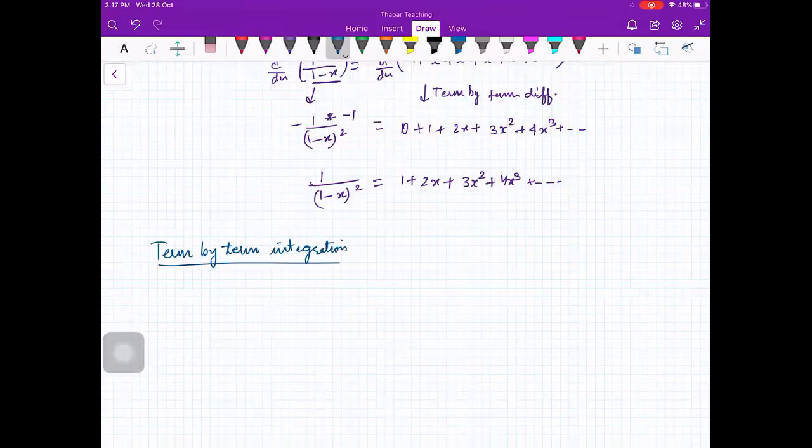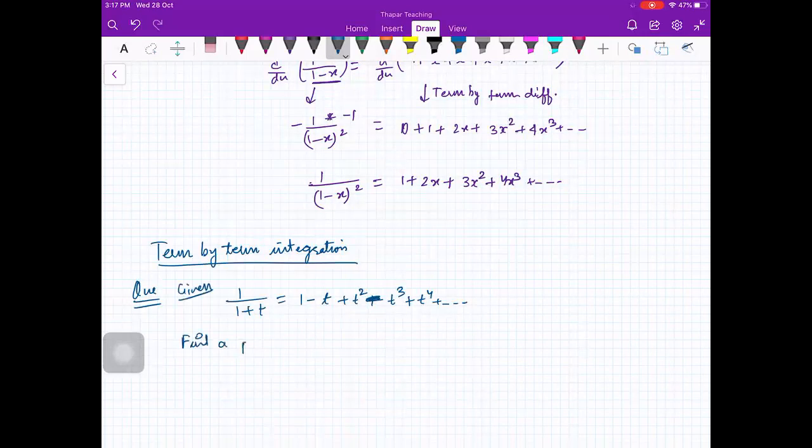That is also similar, that if you have a power series, then you can bring the integral sign inside. So I'll just give you an example. So question is, you are given that 1 upon 1 plus t is equal to 1 minus t plus t squared minus t cubed plus t to the power 4 and so on. This is given. Find a power series for log of 1 plus t.